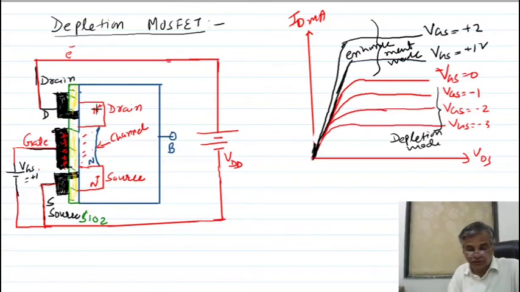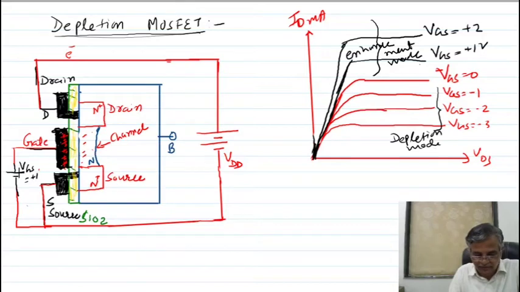This is depletion. So this MOSFET works in two modes, when VGS is positive and when VGS is negative. For VGS negative, this is called depletion mode. When VGS is positive, it is called enhancement mode. Even though this is called a depletion MOSFET, it is to differentiate it from the enhancement MOSFET, because the enhancement MOSFET works only in enhancement mode. So to keep it separate, this is called the depletion type MOSFET.